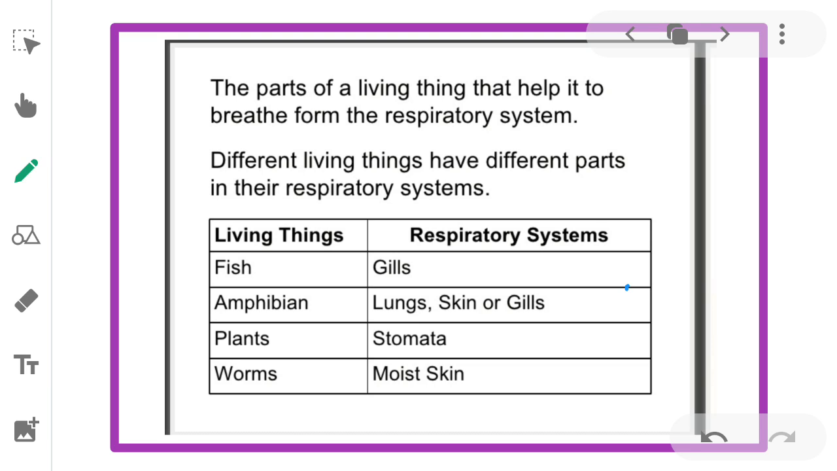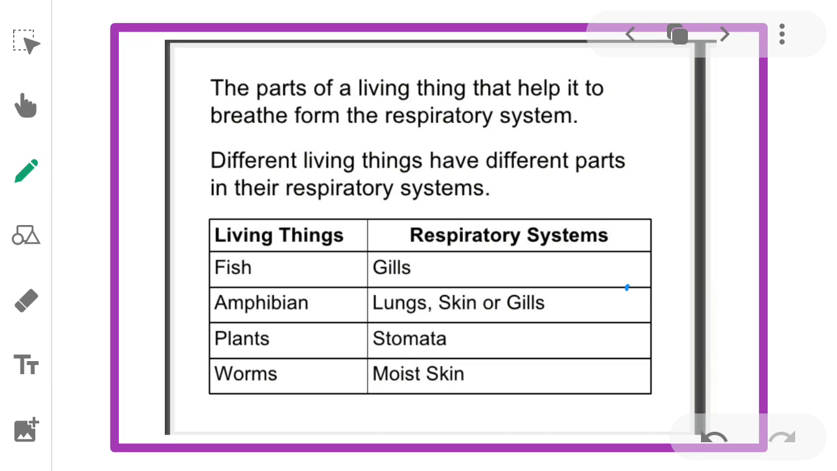The mechanism of breathing varies among different groups of animals depending mainly on their habitats. Different living things have different parts in their respiratory systems. In lower invertebrates like sponges, cnidarians, flatworms, etc., the exchange of oxygen with carbon dioxide is by simple diffusion over their entire body surface. Earthworms use their moist cuticle, and insects have a network of tubes called tracheal tubes to transport atmospheric air within the body.